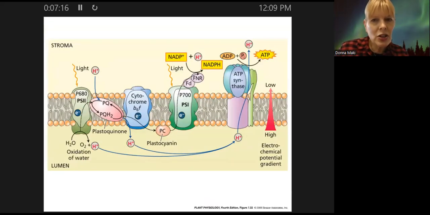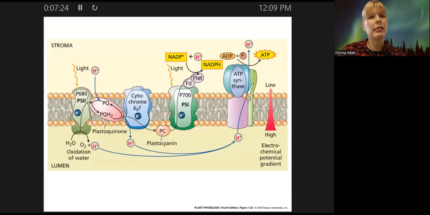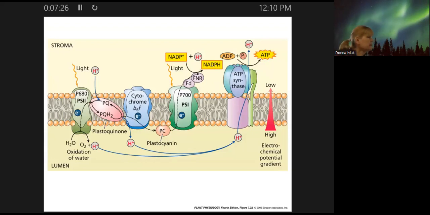Okay, so let's see, I think this is the same image just from the next edition. So it's the same thing. It's a little bit bigger. I like this one, a little bit brighter. Okay, so we're going to talk about this process starting from photosystem 2.